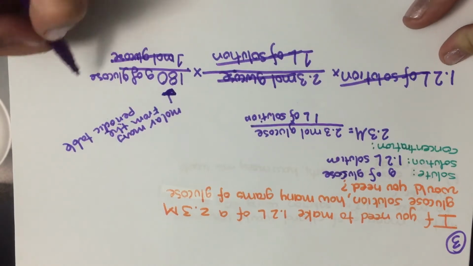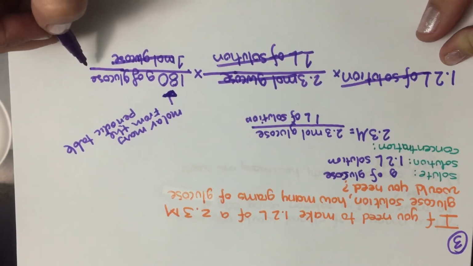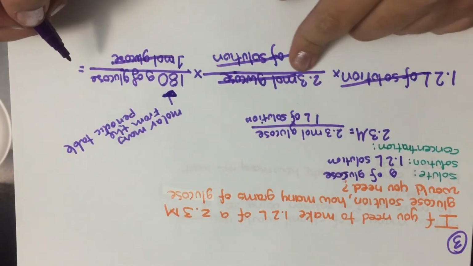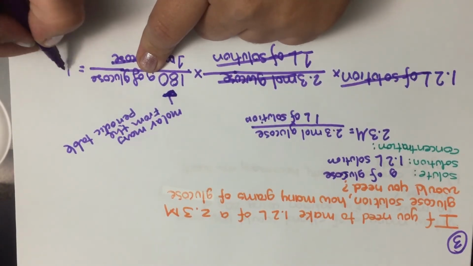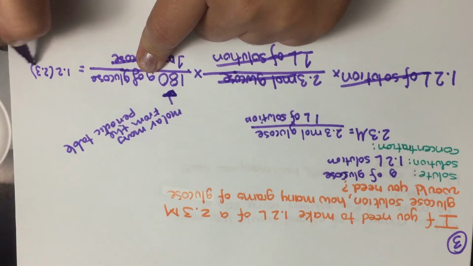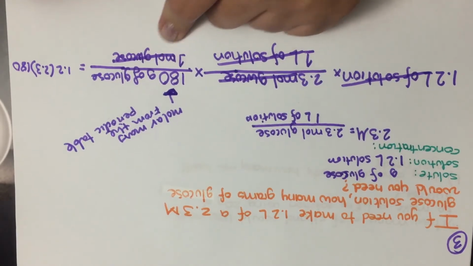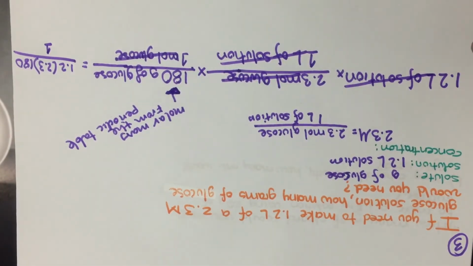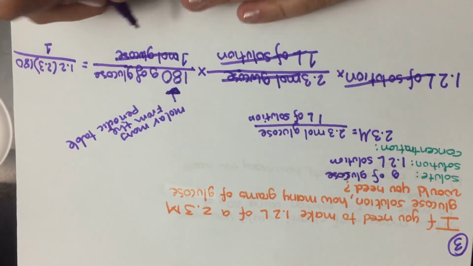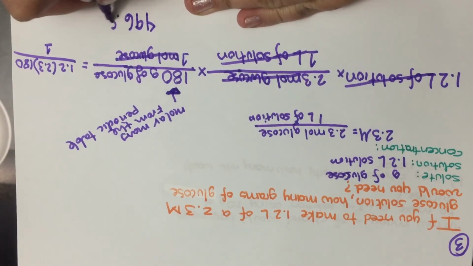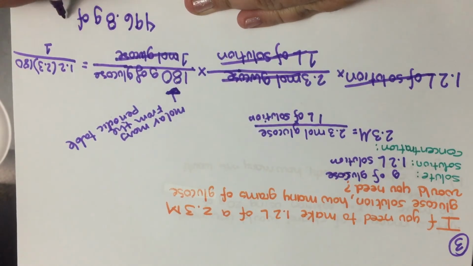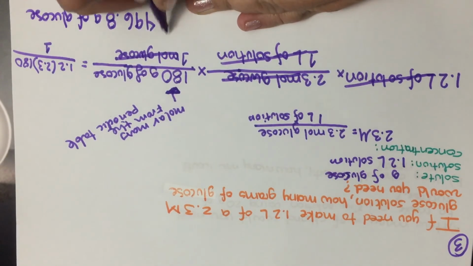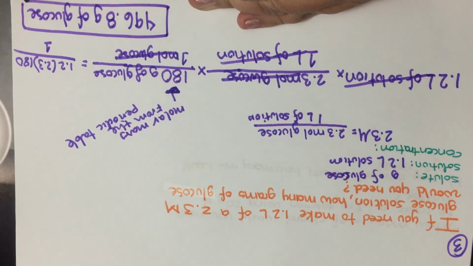All right, so here we go. You can get the addition and it's going to be exactly the same. So you just multiply everything on the top. Okay, so that means you're going to multiply 1.2 times 2.3 times 180. Okay, and then everything on the bottom, there's nothing but 1. Okay, so our answer is going to be 1.2 times 2.3 times 180, which is going to be 496.8 grams of glucose. All right, and that is already in the units we need.